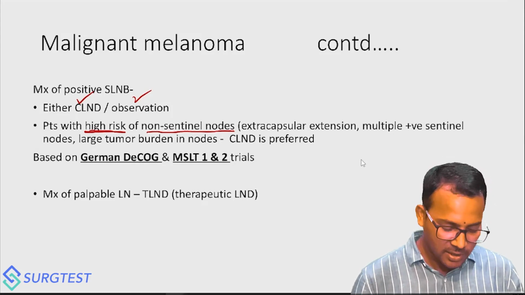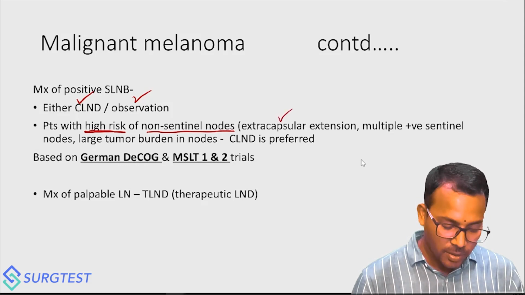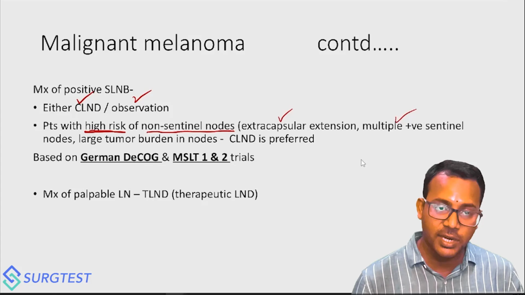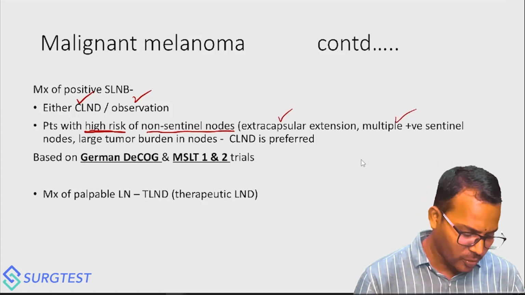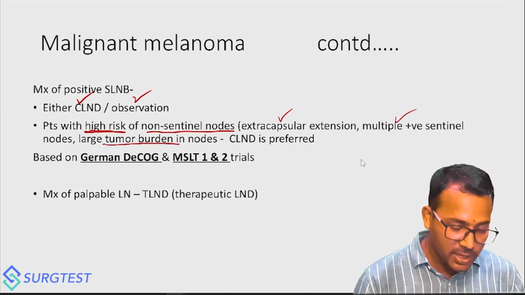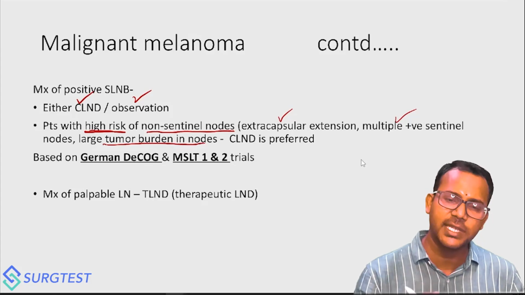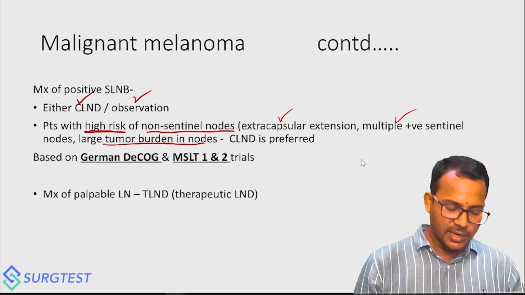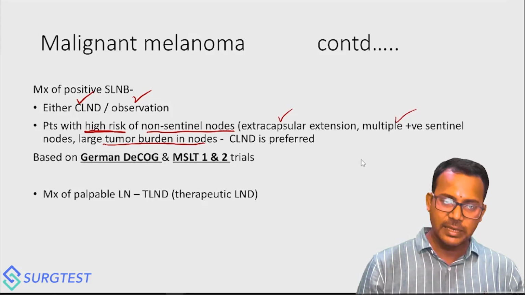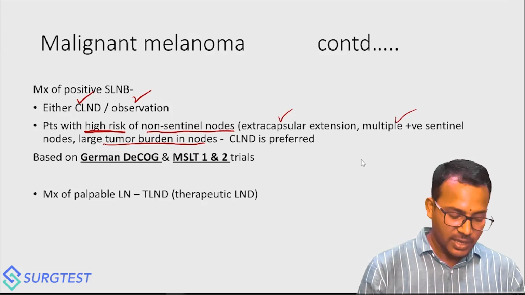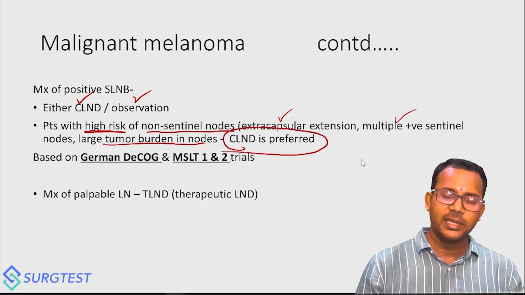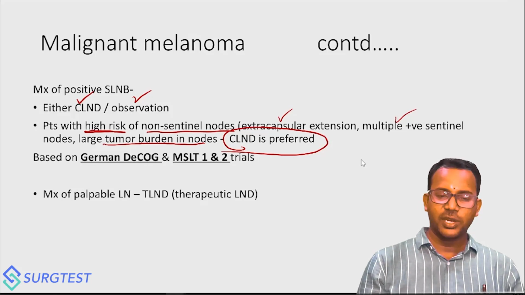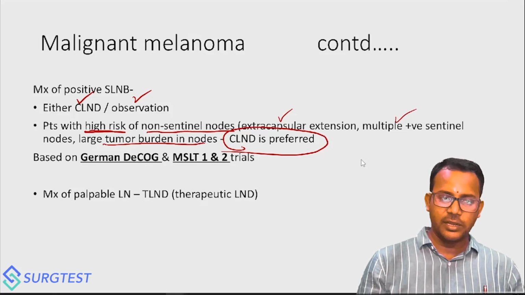Those patients are those who have extracapsular extension, multiple positive sentinel nodes, that is more than 4 in number, or a large tumor burden in nodes. Let us say the node itself is so large that it is jam packed with malignant melanoma cells. In these cases, completion lymph node dissection is preferred. Otherwise, in most cases, observation is a well accepted alternative.